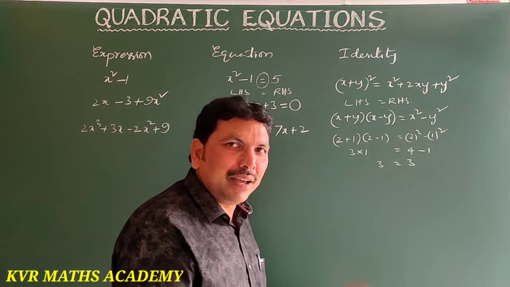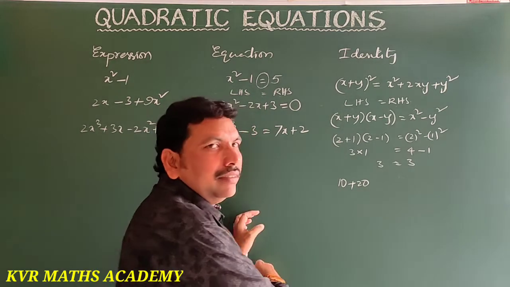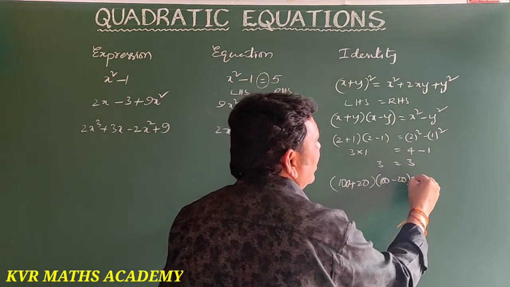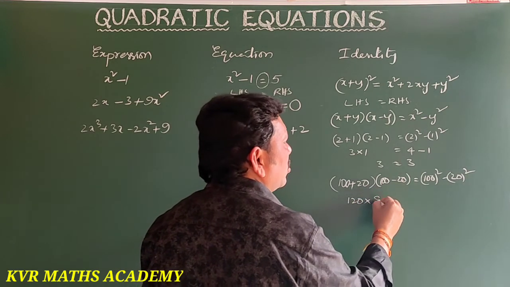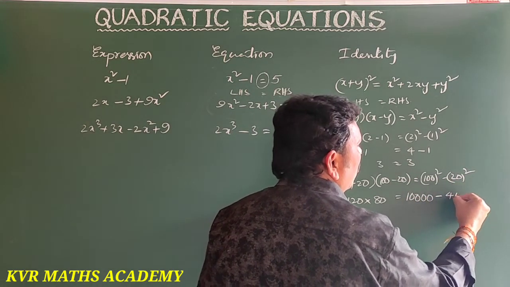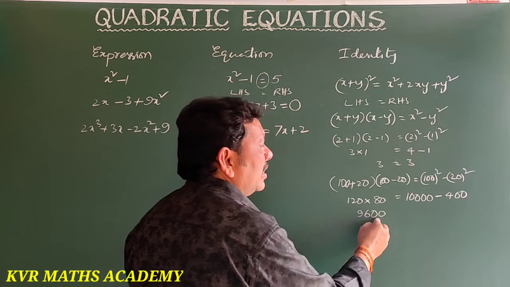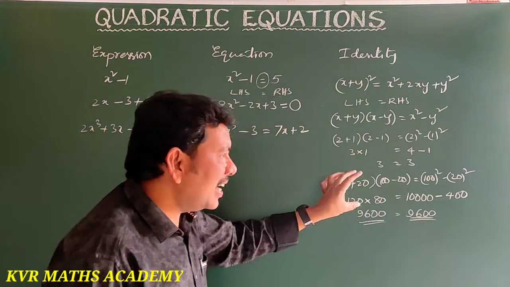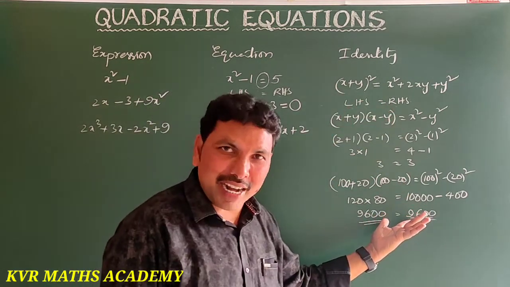Suppose, say, any example. In the place of x I have taken 100, and in the place of y I have taken 20. 100 plus 20 into 100 minus 20 is equal to 100 square minus 20 square. So 100 plus 20 is 120, into 100 minus 20, which is 80. 12 eights are 96, so 9,600. That is equal to 100 square, 10,000, minus 20 square, 400. 10,000 minus 400 is also 9,600. Both are equal. So whatever values you take for x and y, LHS should be equal to RHS.